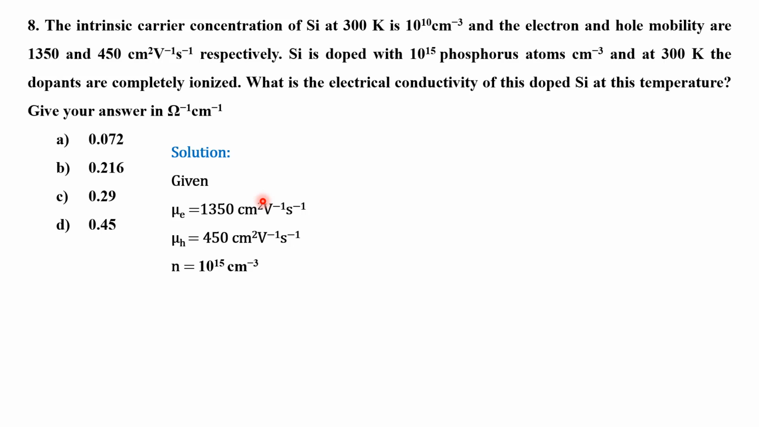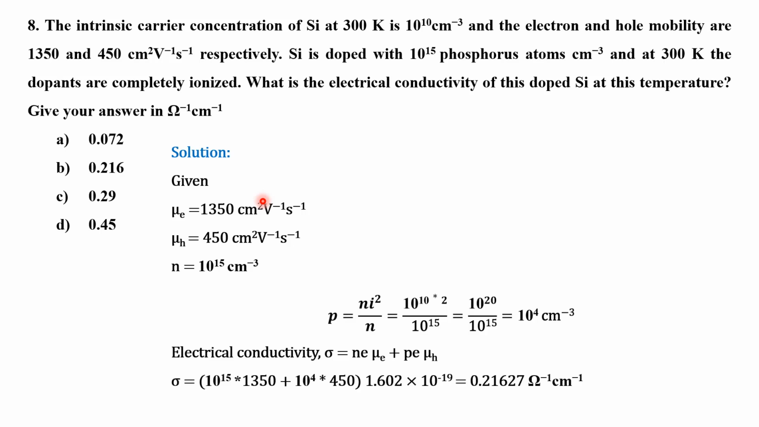Is it B, ma'am? I have to check. Then power 4, and finally, yeah, 0.216 ohm inverse centimeter inverse is the final answer. Yeah, it's correct. So basically, it's a very direct question. Only thing is that earlier it was a case of compensation doping. So we had to first decide whether it was p-type or n-type, and then find out which excess carriers were there. Here, nothing is like that. You have to directly use whatever is given to you as n. That is the case. So I hope it's clear to you.